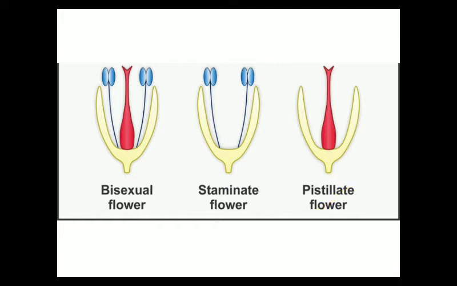So on the basis of androecium and gynoecium, we can categorize flowers into two categories: bisexual flower having both stamen and carpel, and unisexual flower having either stamen or carpel.